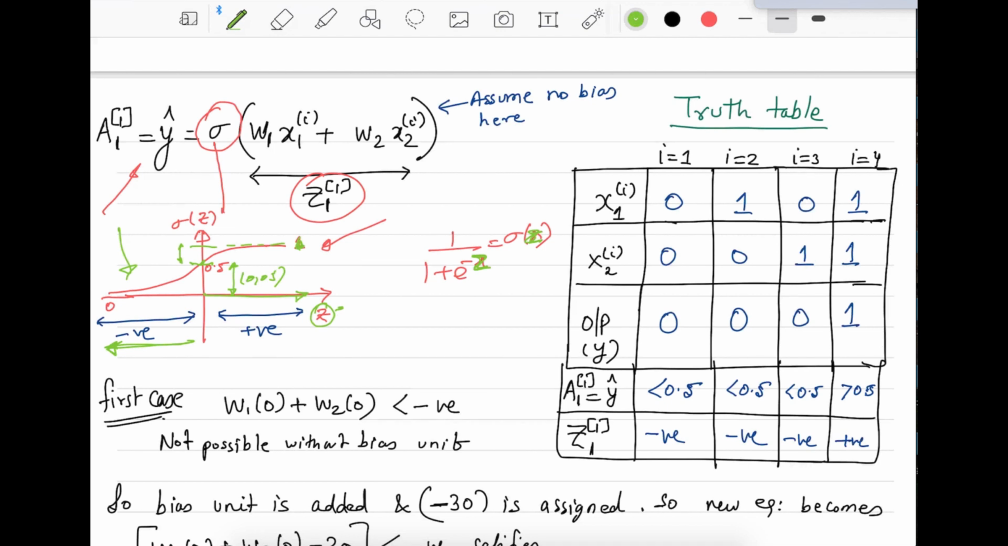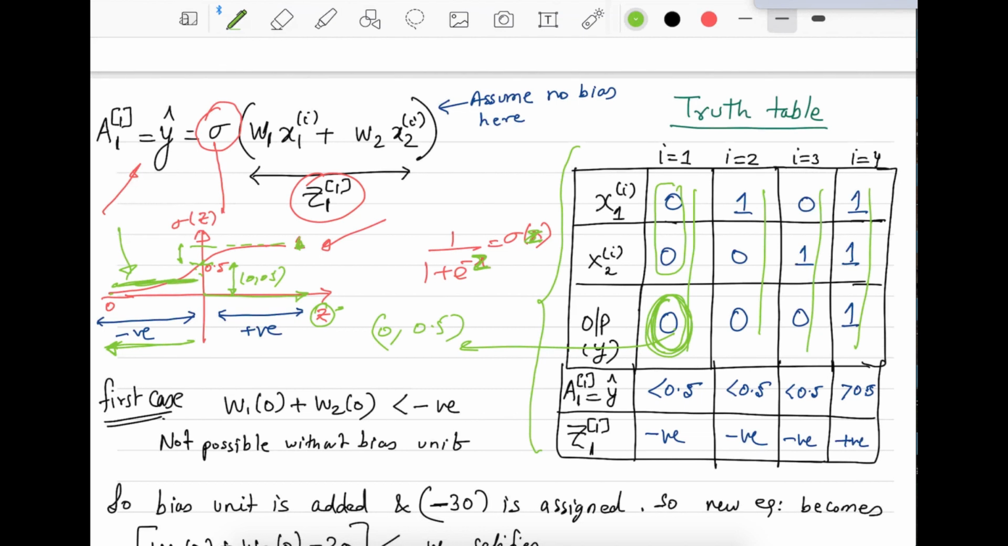If you see the truth table again, we have discussed these three already, and you know that for the case where we have 0 0, the output is 0. This means your output y lies between 0 and 0.5. Why is it so? Because I have told you that if your output is 0, it means somewhere between 0 and 0.5, you will be lying in this region.